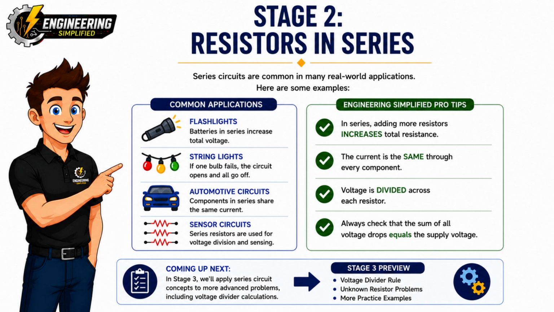Now that you understand how series circuits work, let's look at where you'll find them in the real world. One common example is a flashlight, where batteries are often connected in series to increase the supply voltage and provide more power. Another example is older-style string lights. Because all the bulbs are connected in series, if one bulb fails, the circuit is broken and the entire string goes out.